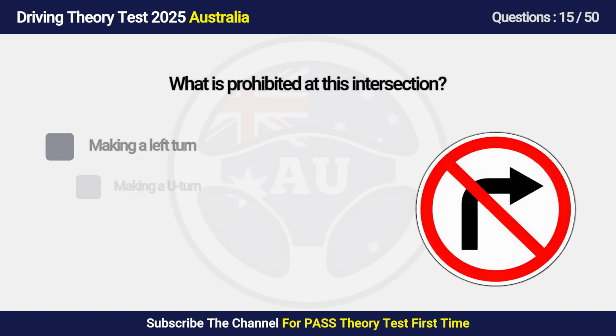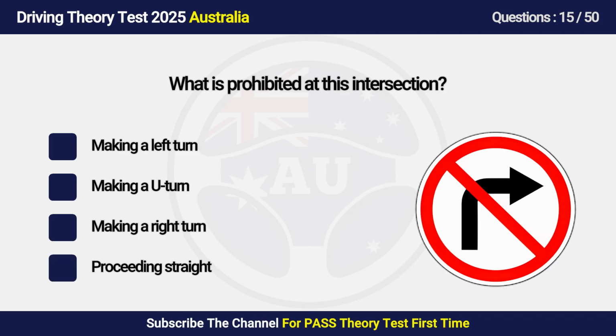Question 15. What is prohibited at this intersection? A. Making a left turn. B. Making a U-turn. C. Making a right turn. D. Proceeding straight.